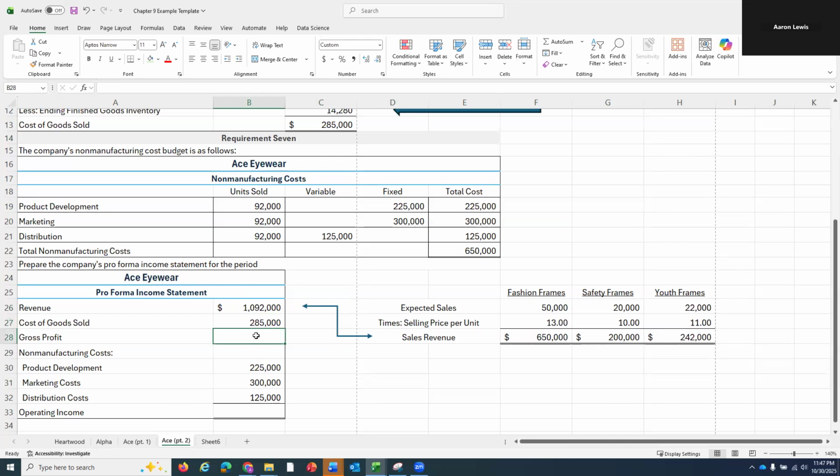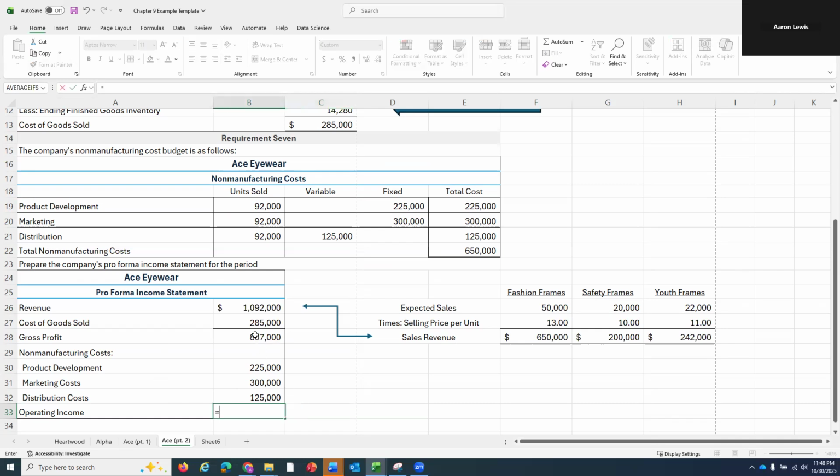Now I can fill this in. Firstly, we have one measure of profitability, our gross profit, which is just our revenues minus our cost of goods sold. We are going to spend $285,000 making stuff that we turn around and sell for 1,092,000. We have an insane profit margin of $807,000 of markup that's going to help cover our non-manufacturing costs, which is a good thing because they ain't cheap.